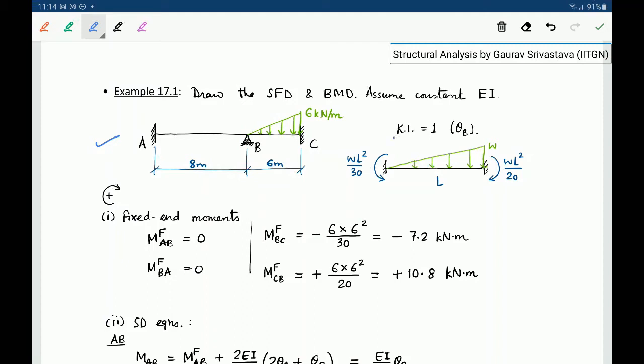So the kinematic indeterminacy is 1, which is theta B is the only unknown, right? And for the span AB, since there is no externally applied load, the fixed moments are 0. And for the span BC, the fixed end moments come from that figure. So we are able to calculate. And again, we are considering a clockwise positive sign convention.